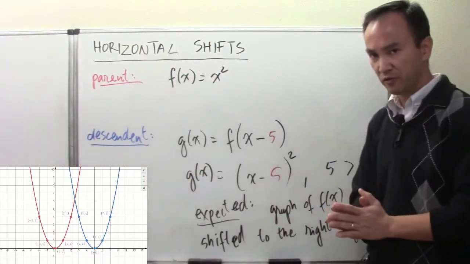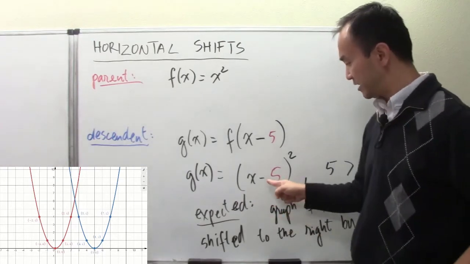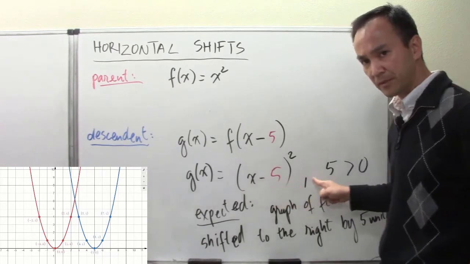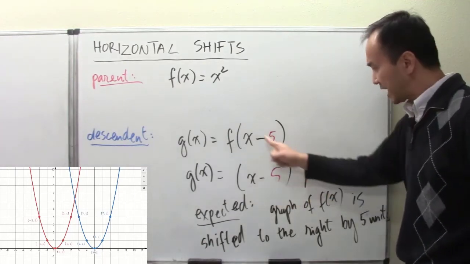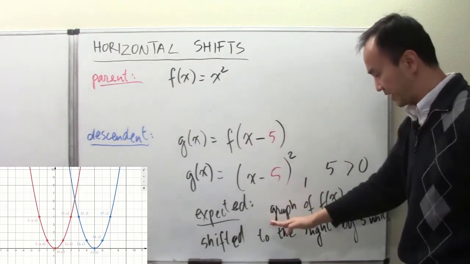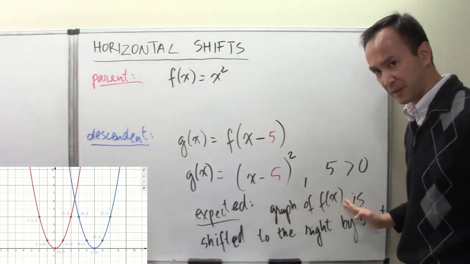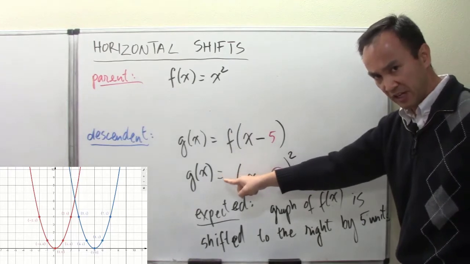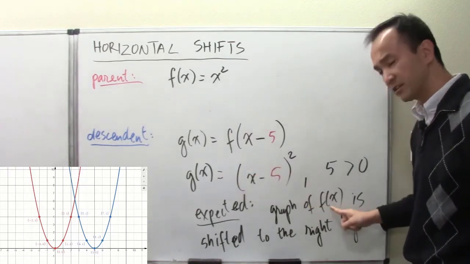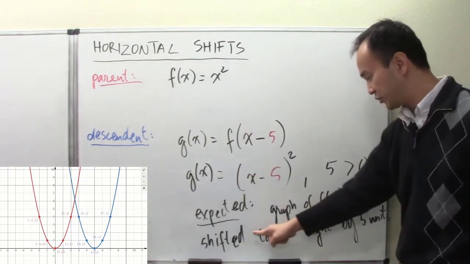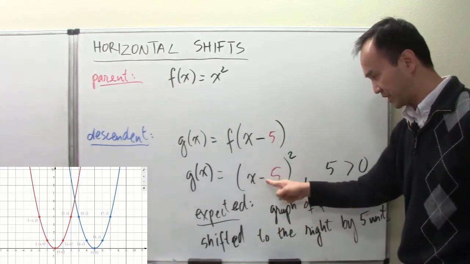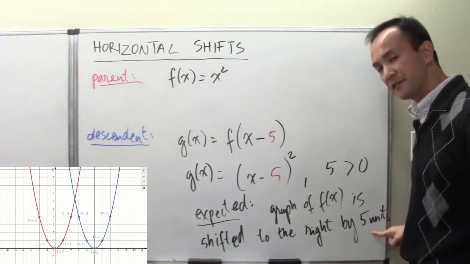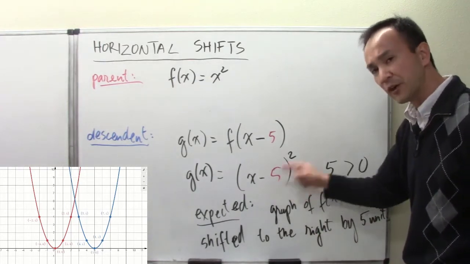Our observation that we made earlier confirms that anytime we put an x minus a positive value inside of a parent function, then the graph of the descendant function is created by shifting the graph of the parent function to the right. So subtract a positive value here, shift the graph to the right by that many units.